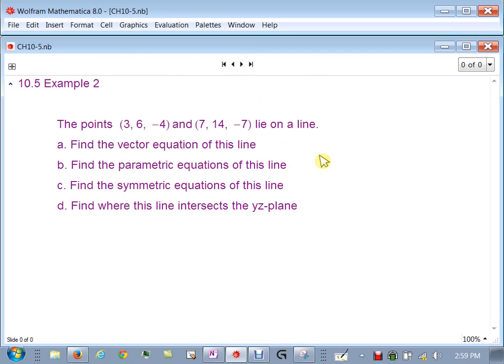Okay, I said I would do example 2 real quick. I'm going to pass around the sign-in sheet.